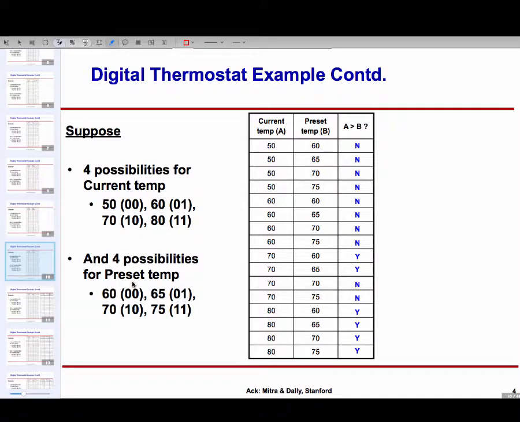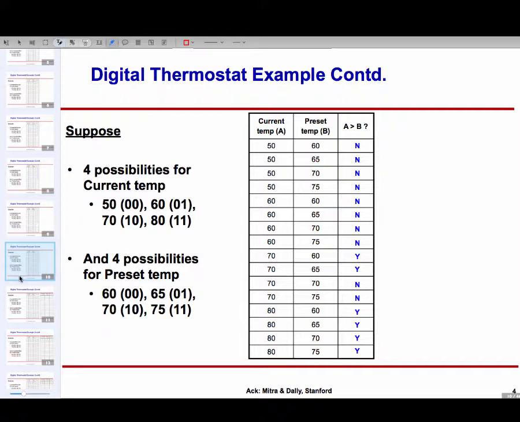It's just representing the fact that our relationship A greater than B is false or no for some rows, and yes or true for some other values. So this is just a factual representation of what we want our system to do. When should the fan turn on? Well, the fan should turn on whenever the output A greater than B is true, so whenever A greater than B indicates yes.